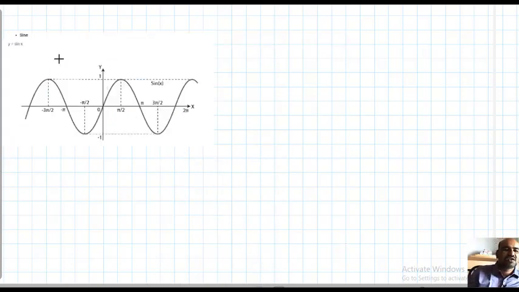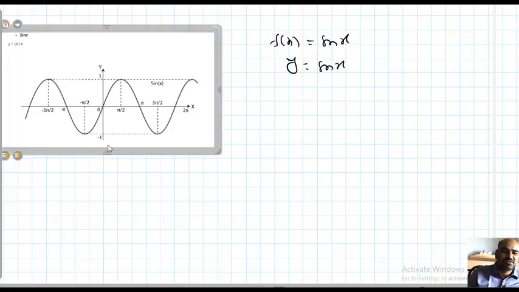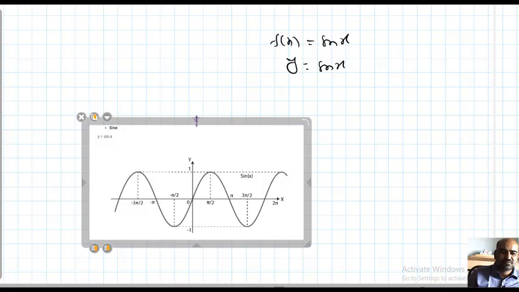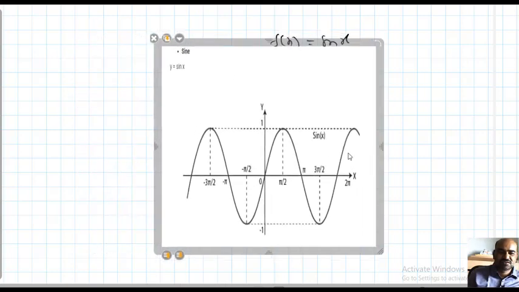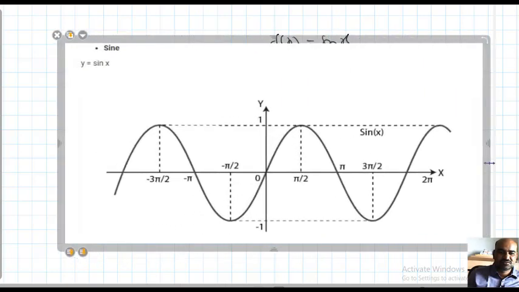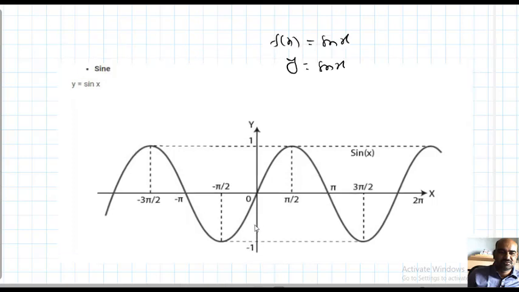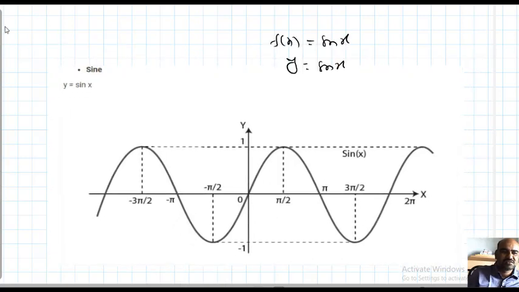Okay, students, this is the graph of the y equal to sin function. f of x equal to sin x is given, or in other words y equal to sin x is given. Taking different values of x, you get different y values. I will explain. Okay, students, listen. x is taken as 0, y is also 0, here only, 0 comma 0.